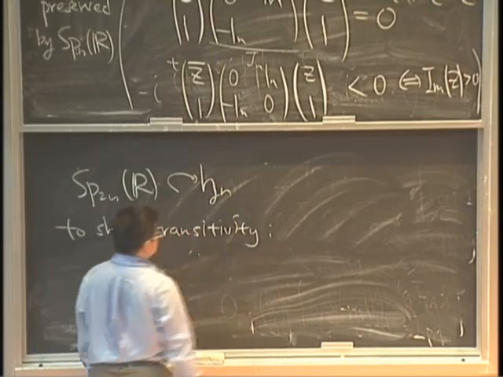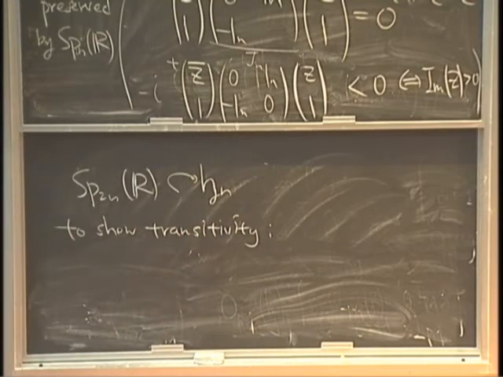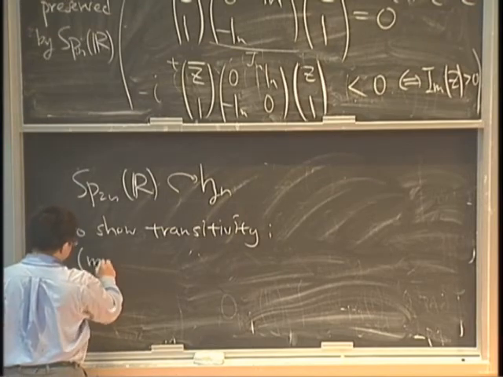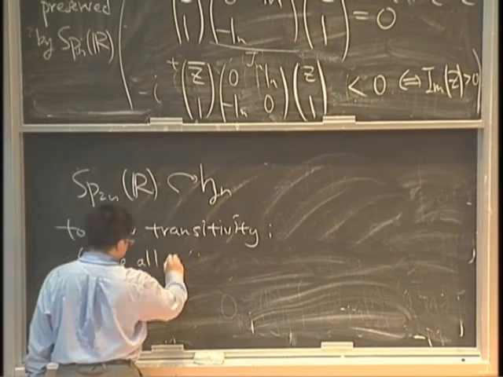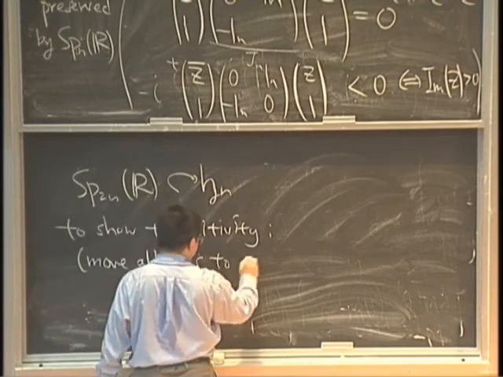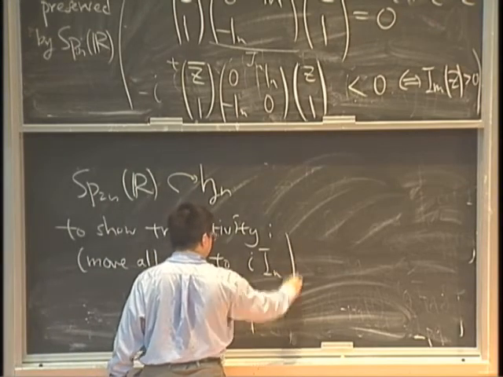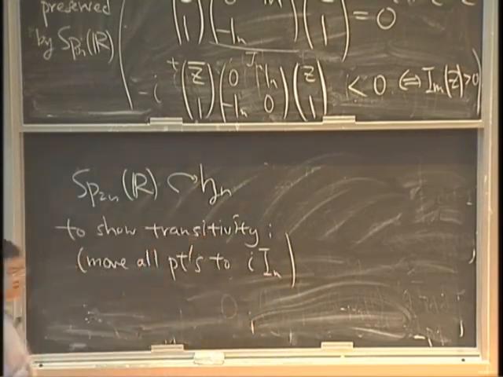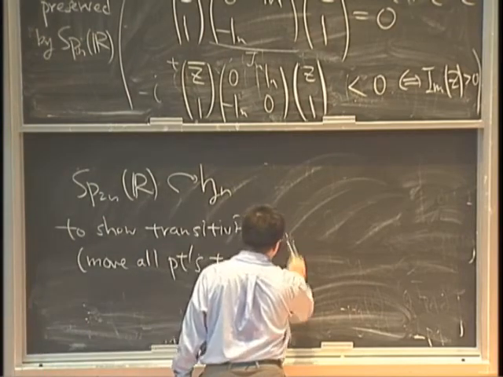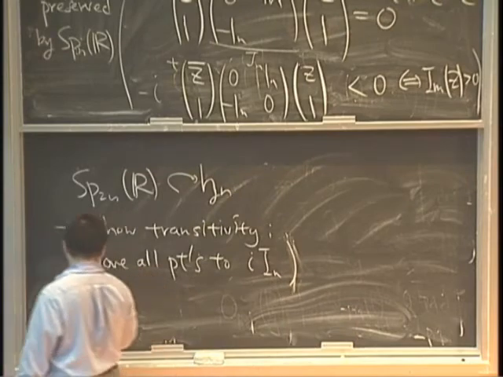transitivity, you just have to show that you can move all the points to a single special choice of a point. So move every point to I times In. Okay, I claim that I can move all the points to there. So how do I do that? Well, there are obvious elements in the SP.